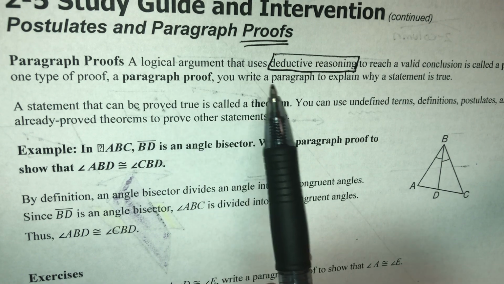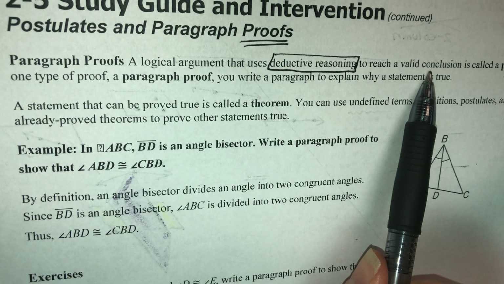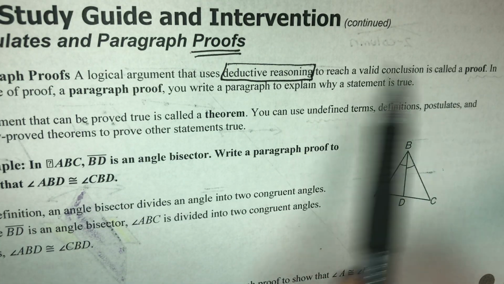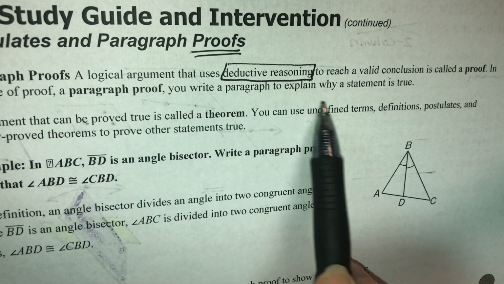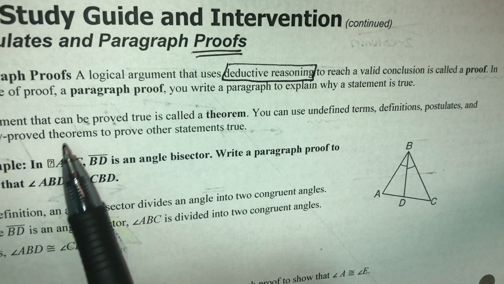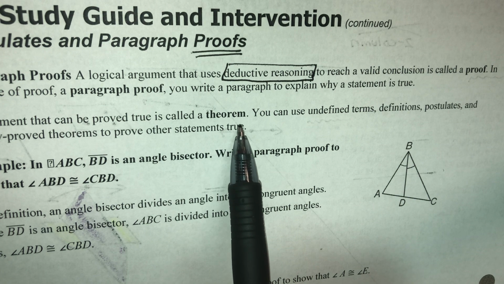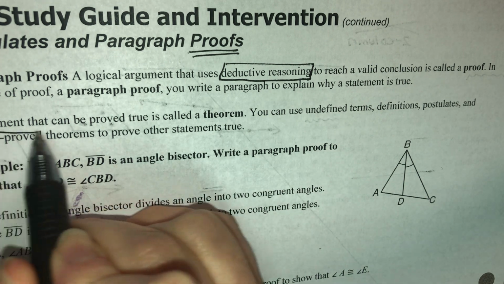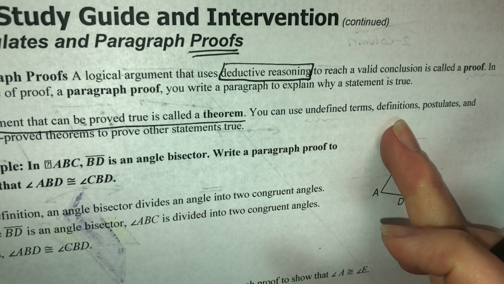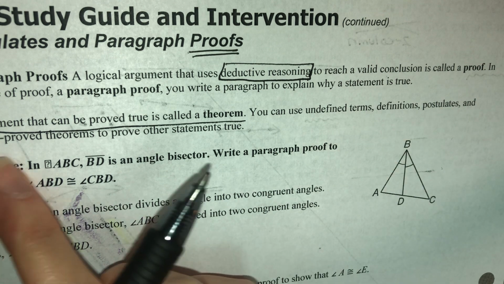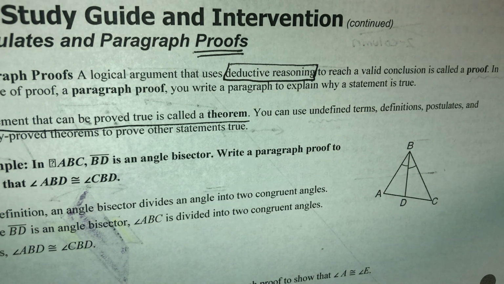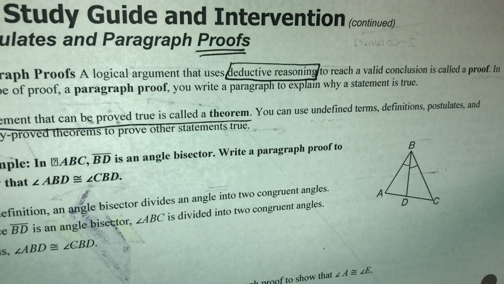Okay, so a logical argument that uses deductive reasoning to reach a valid conclusion is called a proof. So that's the definition of a proof, okay? In one type of proof, a paragraph proof, you write a paragraph to explain why a statement is true. And like I said, we're just going to do 2 column proofs. A statement that can be proved true is called a theorem. So there's the definition of a theorem, something that you can prove true. You can use undefined terms, definitions, postulates, and already proved theorems to prove other statements are true, okay? So we've got a lot of vocabulary going on here.